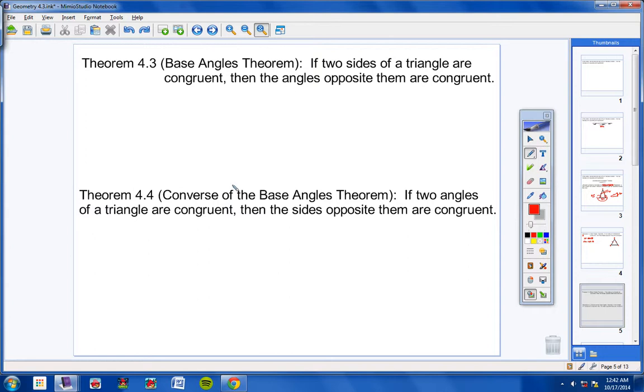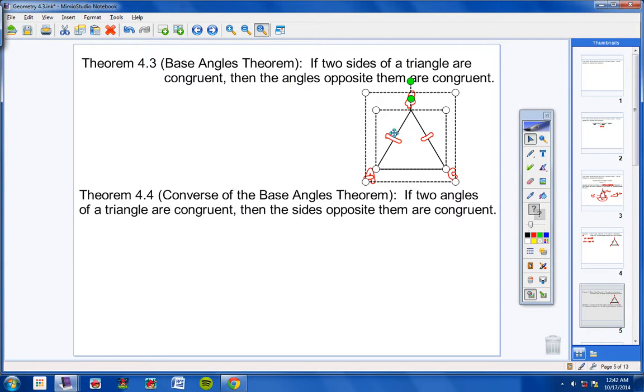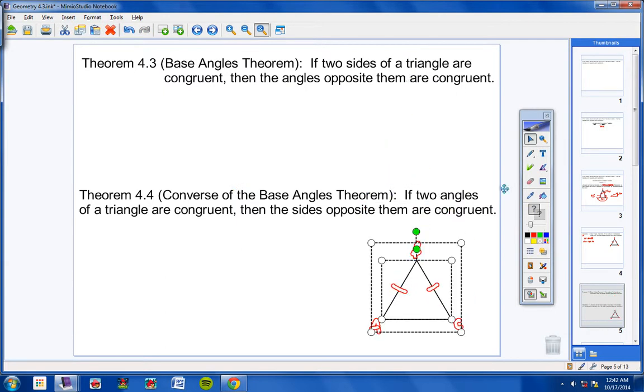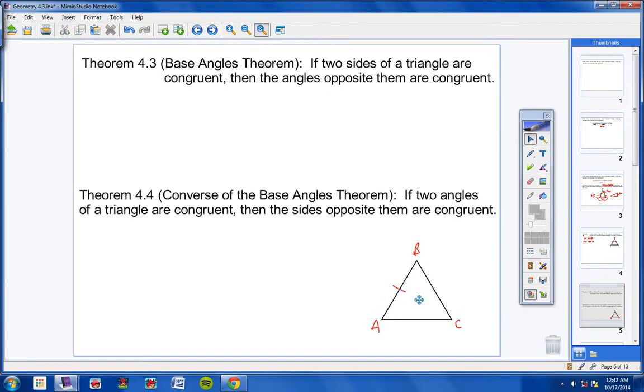Okay, now go ahead and copy this in your notes if you would, please, this triangle here. And when you draw this triangle, go ahead and mark this angle here congruent to this angle here. Okay? Now here's what we're going to put off to the side. Are you ready? Write this down, please. If angle A is congruent to angle C, then AB is congruent to BC.